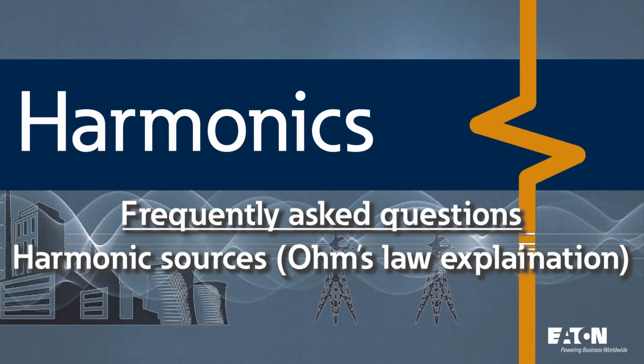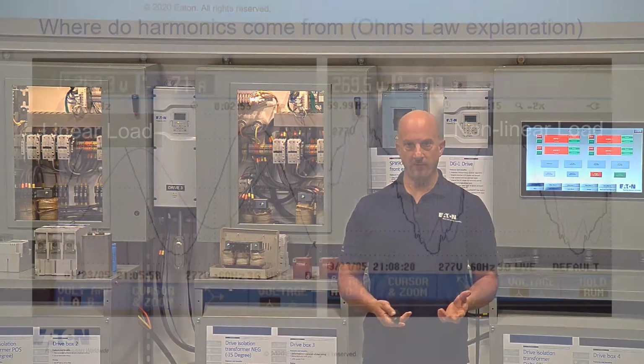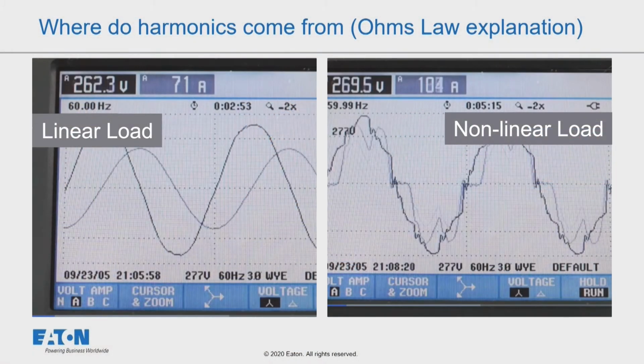So, a lot of times we get asked, where do harmonics come from? What are the sources of harmonic currents? Let's take a look at these two waveforms and see what we would call a linear load on the left and a nonlinear load on the right. That's the waveforms from harmonic producing type loads.